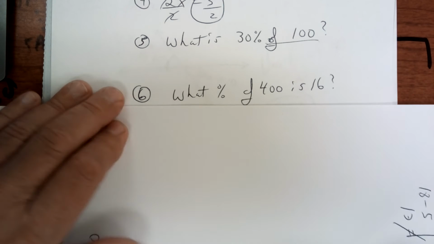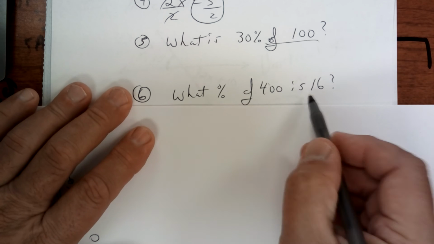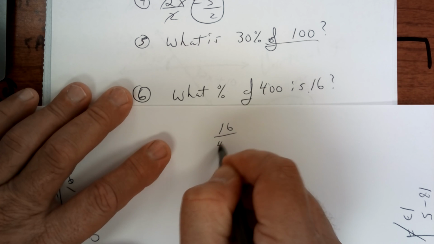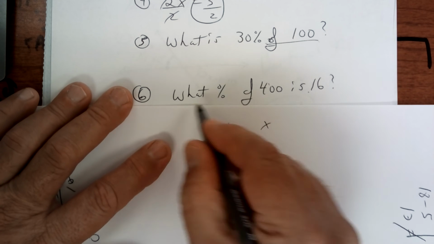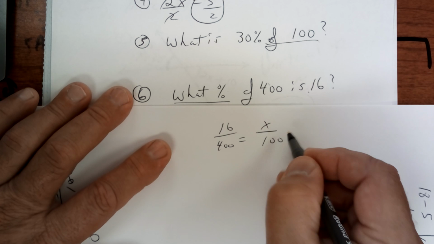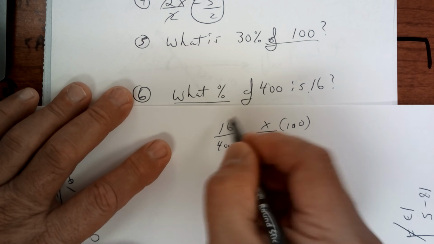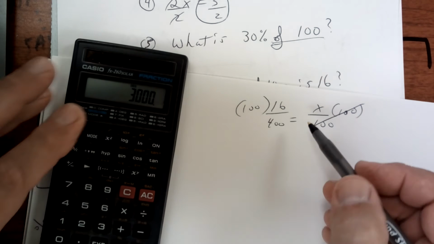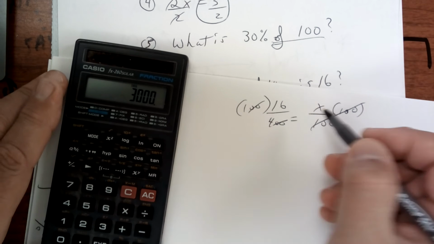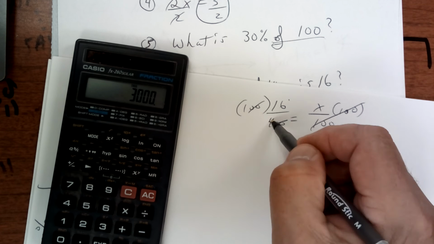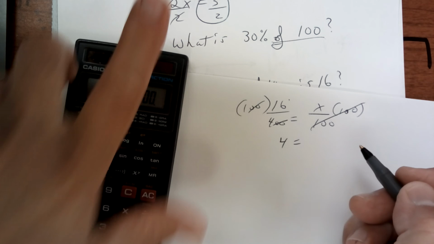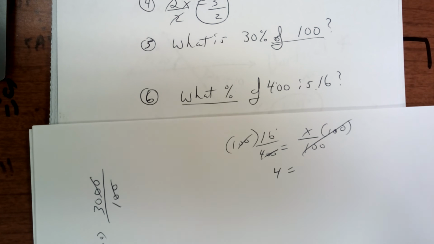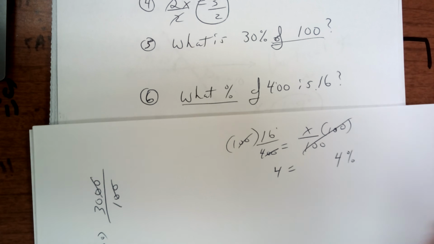There's your of. So it's is. There's my is. So 16 over 400 is equal to my percent, which I don't know, over 100. So I'm going to multiply by 100, both sides. You can cross multiply if you want. So I get 1600. These zeros cancel. So I get 16 divided by 4, which is 4. And that is 4%, your answer. So 4% would be $16 out of $400.